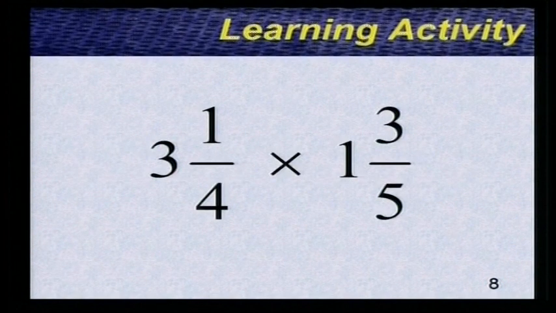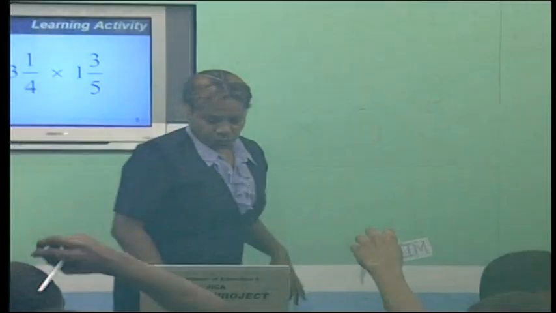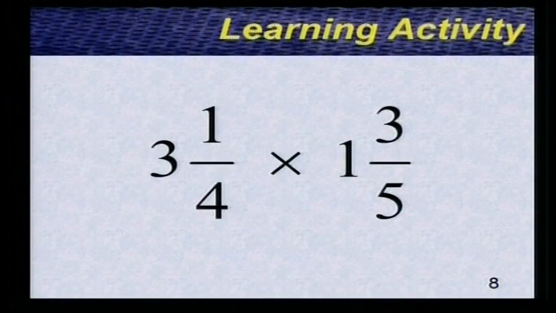Okay, so let's look at 3 whole and a quarter times 1 whole and 3/5. Okay, who can give us the answer to this problem here? 3 whole and a quarter times 1 whole and 3/5. Okay, Glenda?